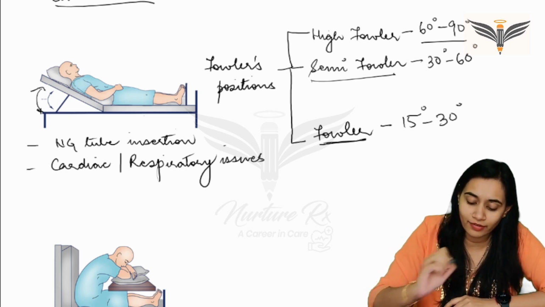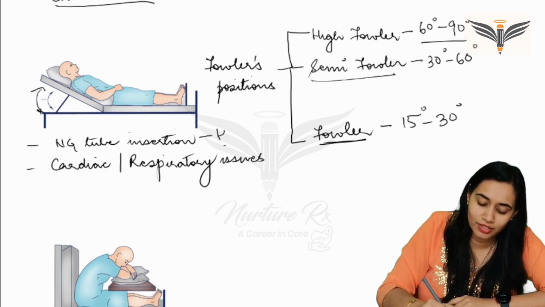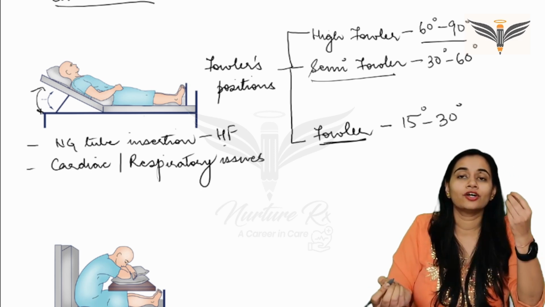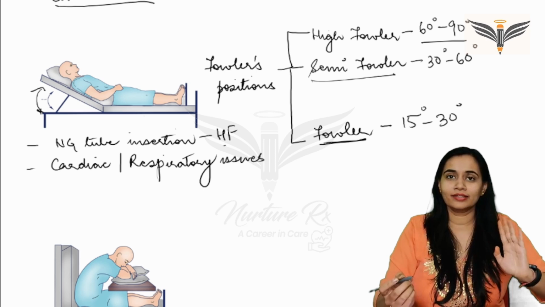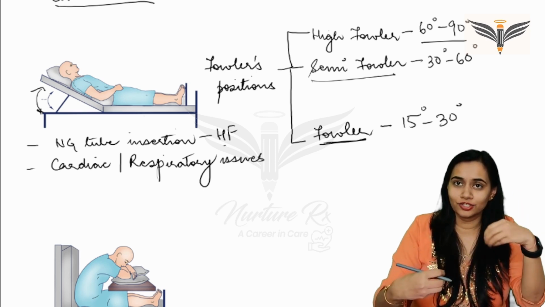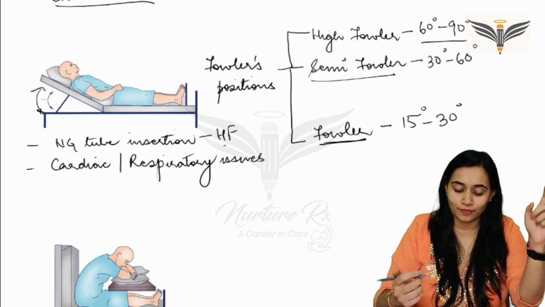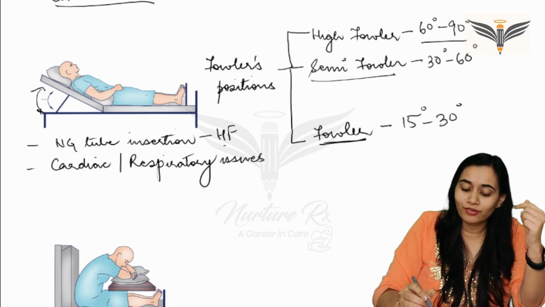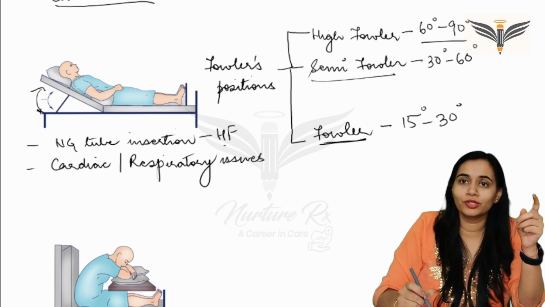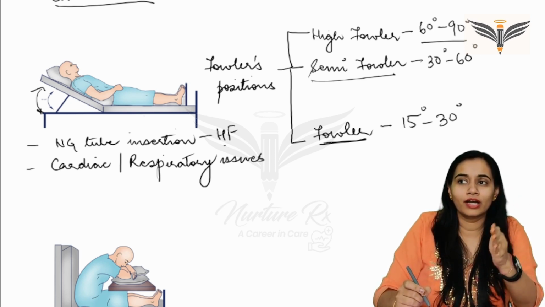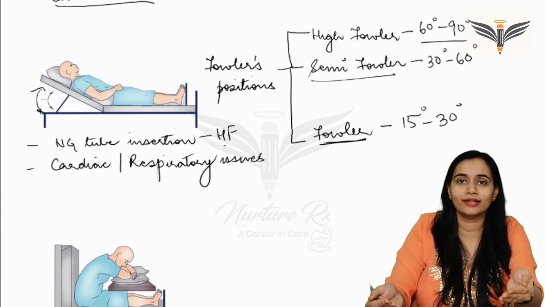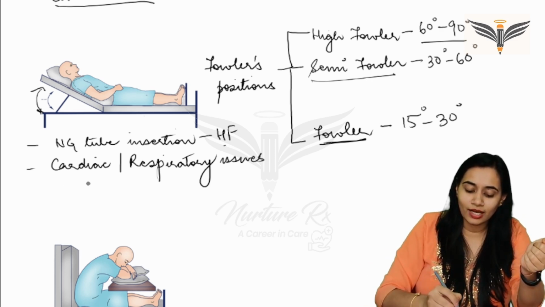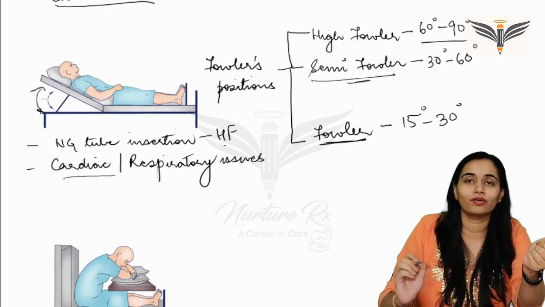So where is high Fowler used? High Fowler is used for your nasogastric tube insertion. You ask the patient to lie erect, and the nasogastric tube can be inserted in that position. Now, where is semi-Fowler going to be used? In a lot of cardiac surgeries that you have. So, post-cardiac surgery, the patient is asked to lie in semi-Fowler position.